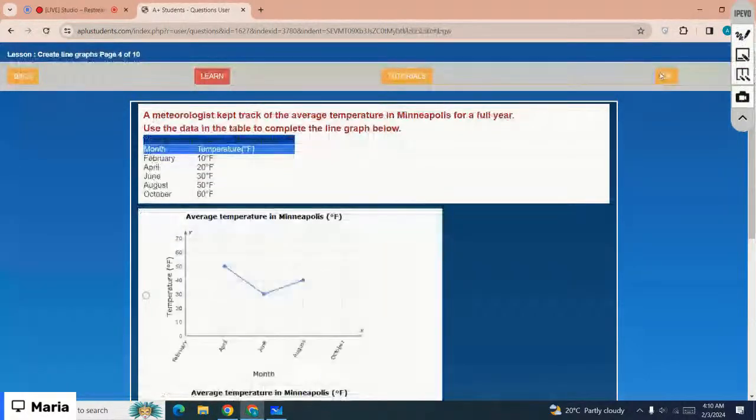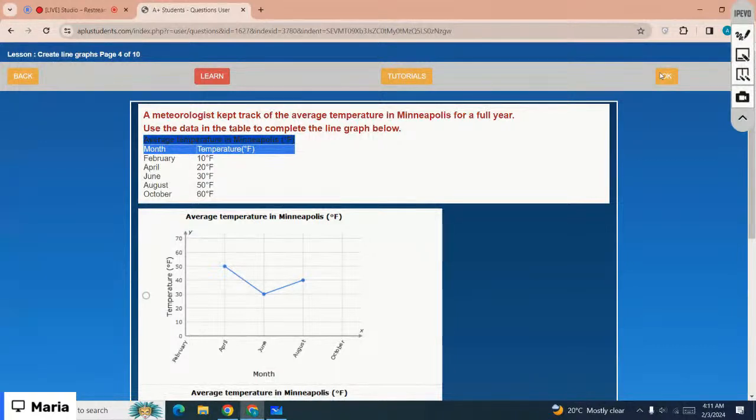Okay, the next one is: a meteorologist kept track of the average temperature in Minneapolis for a full year. Use the data to complete the line graph below.